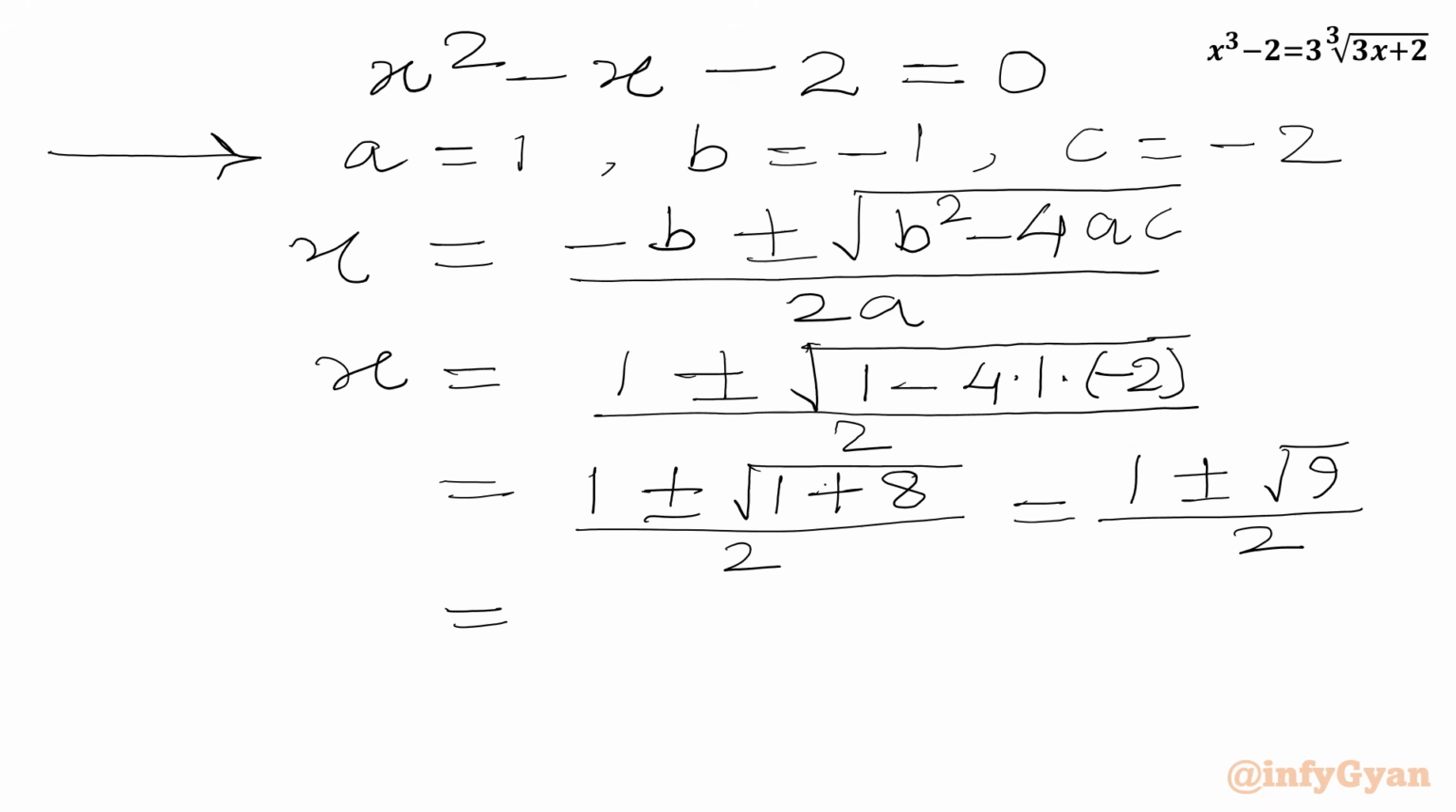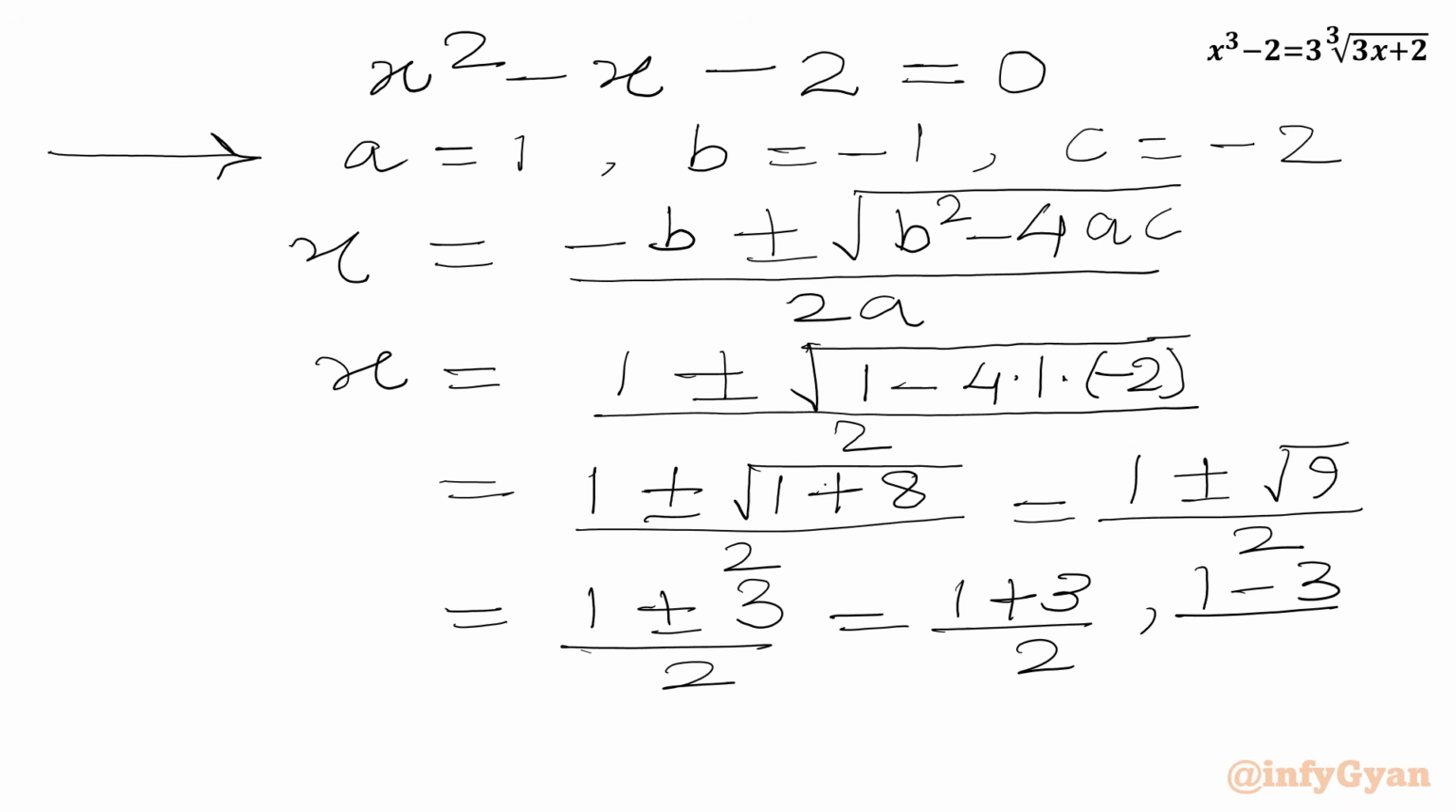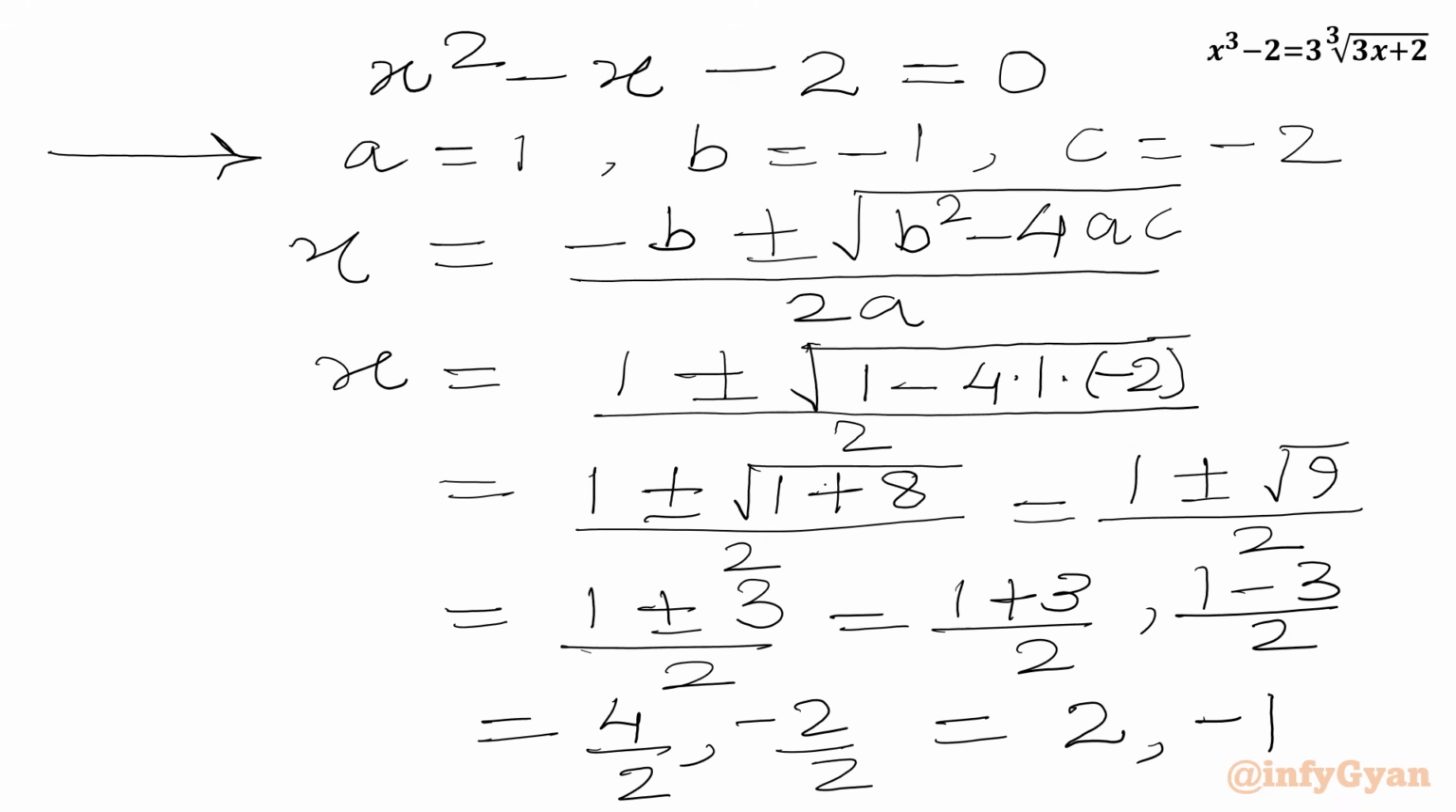Now square root of 9 is 3. So we will write 1 plus minus 3 over 2. With plus sign we will write 1 plus 3 over 2. With minus sign we can write 1 minus 3 over 2. So we are going to write here 4 over 2 and minus 2 over 2. So we will be getting x equal to 2, x equal to negative 1. So we have two values from this equation.